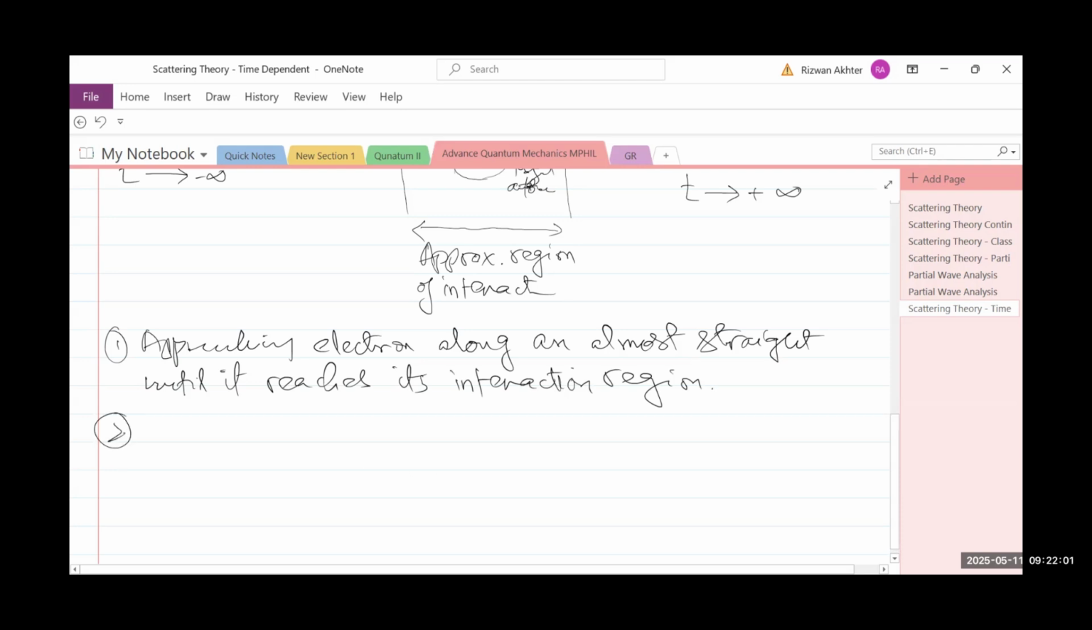Number two is the region where we have the interaction, and this region has some complicated orbit. We call it complicated because it may happen that an incoming particle hits the target particle and there is no outgoing particle, meaning the incoming particle is absorbed by the target, or it could happen that there is no incoming particle, and the target emits a particle, so there is just the outgoing particle and no incoming particle.